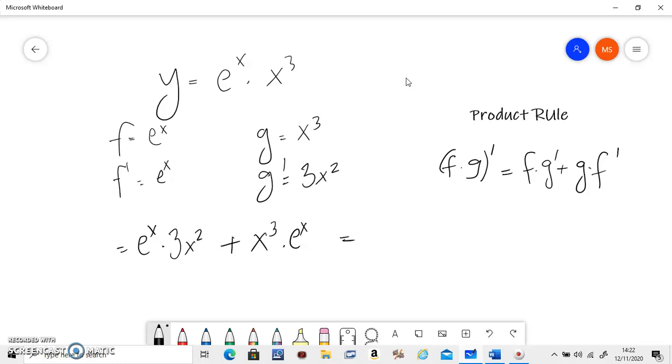Now you have to simplify what's common between them. So e to the x is common between them. What else is common? x squared. Now whatever is left goes inside the bracket. So you're left with 3x. No x.